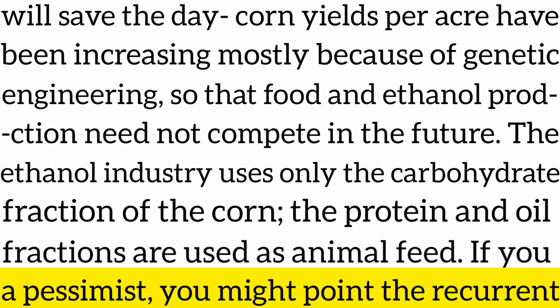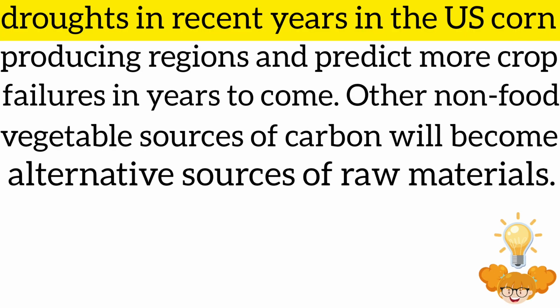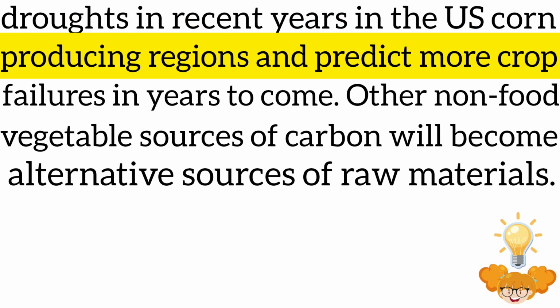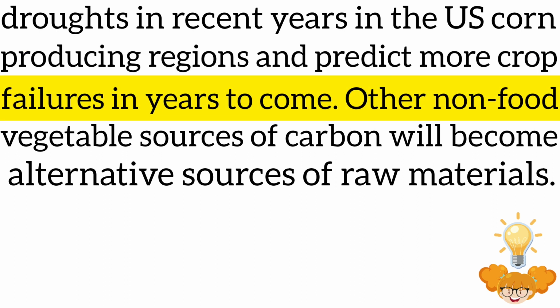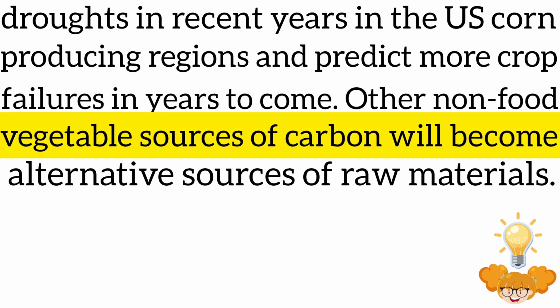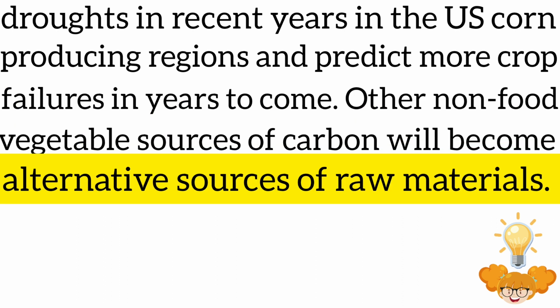If you are a pessimist, you might point to the recurrent droughts in recent years in the US corn producing regions and predict more crop failures in years to come. Other non food vegetable sources of carbon will become alternative sources of raw materials.